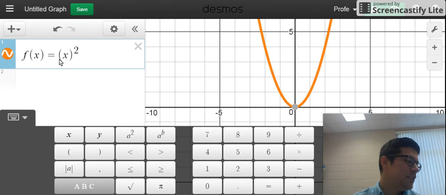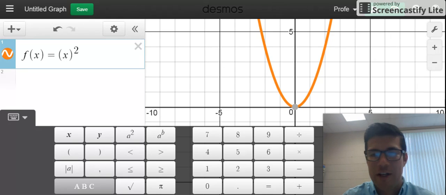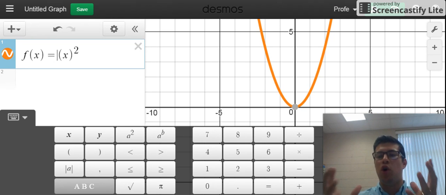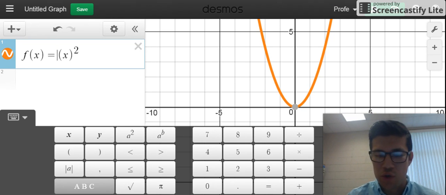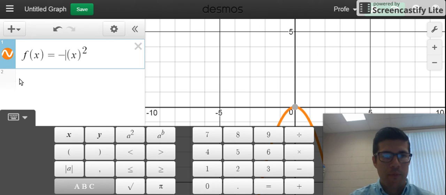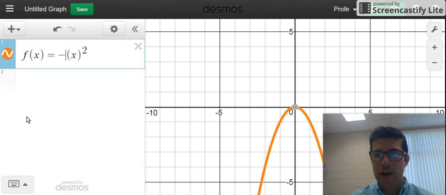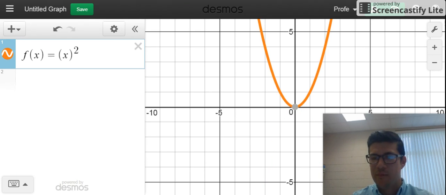If I want to reflect it across the x-axis, it says right here, you just need negative f of x. In other words, the whole function needs to become negative. So let's make it negative. Boom. There it is. I have a negative x squared. Positive, negative, positive, negative. Get it? I'm having fun here. All right, so that's that.